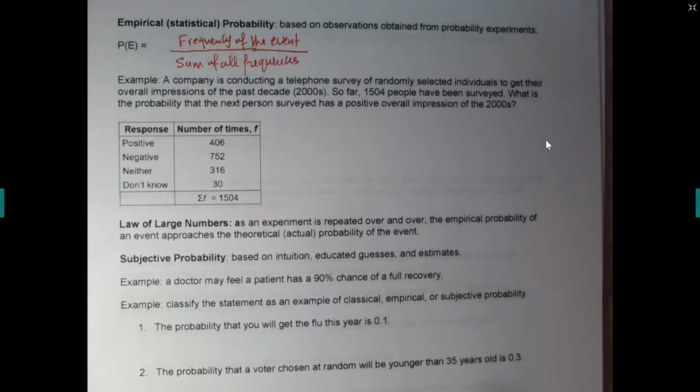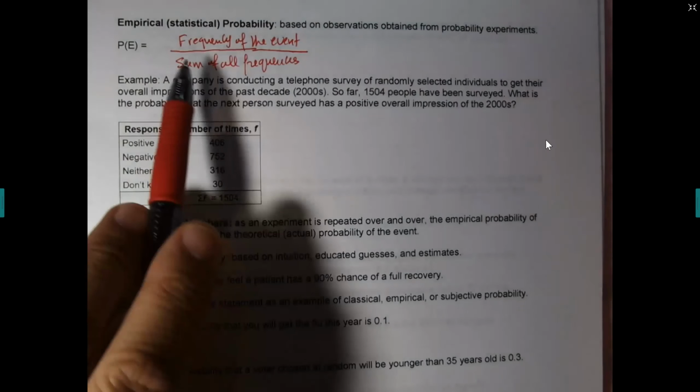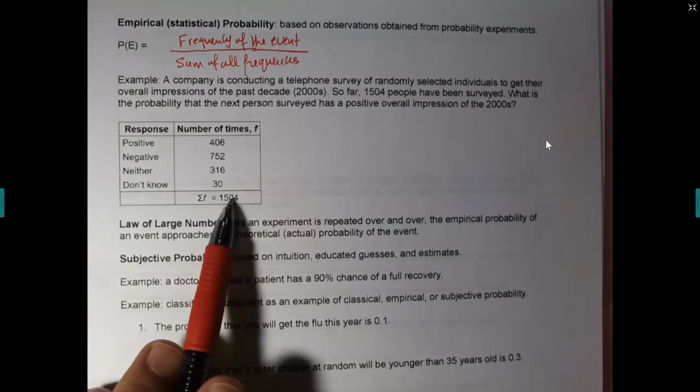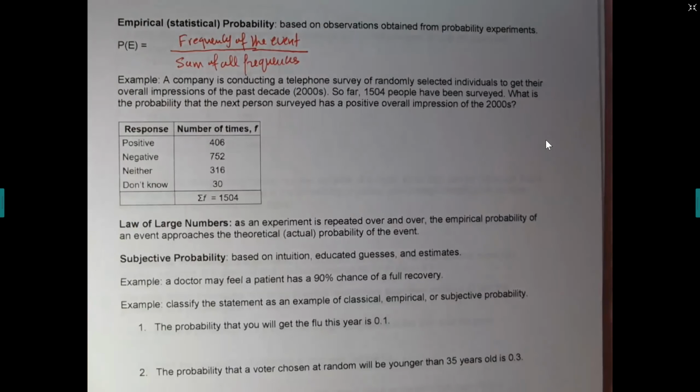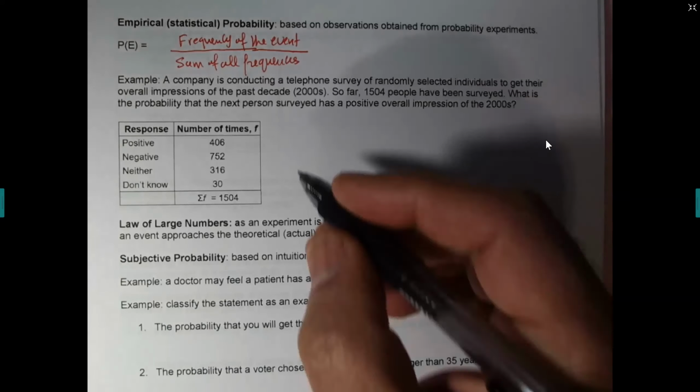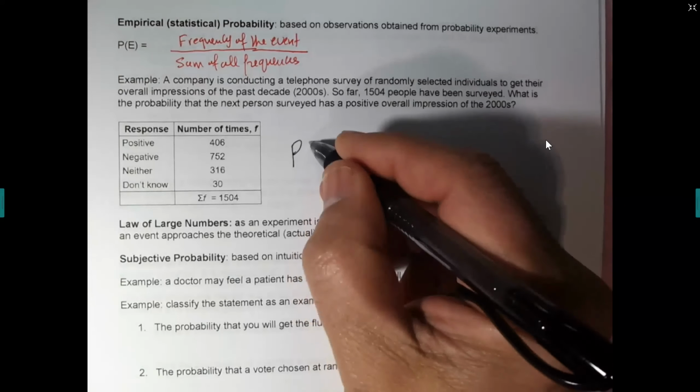A company is conducting a telephone survey of randomly selected individuals to get their overall impressions of the past decade. So far, 1504 people have been surveyed. These are the total, guys. Look, sum of all frequencies. What is the probability that the next person surveyed has a positive overall impression? So probability of positive impression.